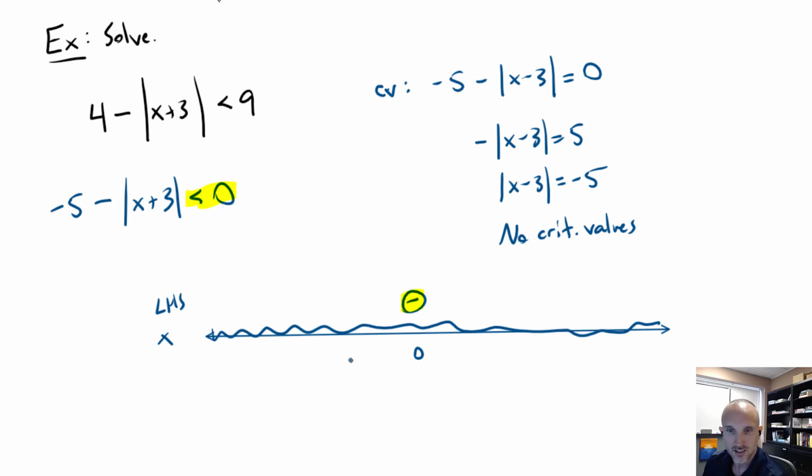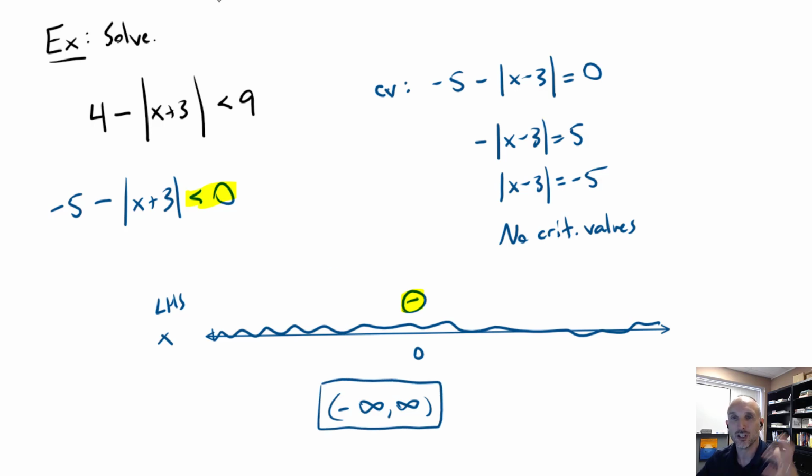And my handwriting program thinks I want to delete that by scribbling on it. So the solution here is negative infinity to infinity. So that's kind of odd, right? There were no critical values. So we look at the entire number line. You either shade the whole thing or you shade none of it.